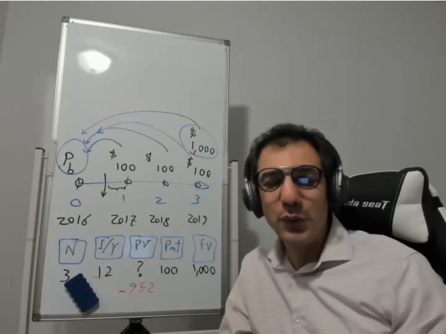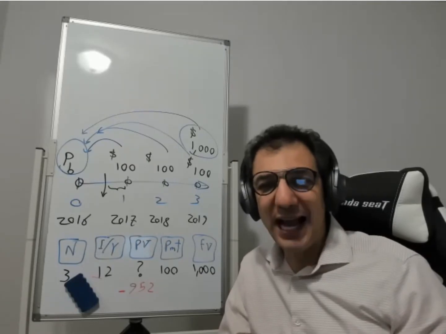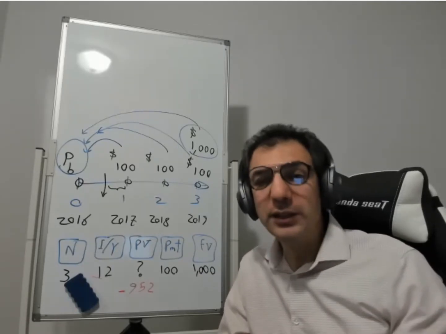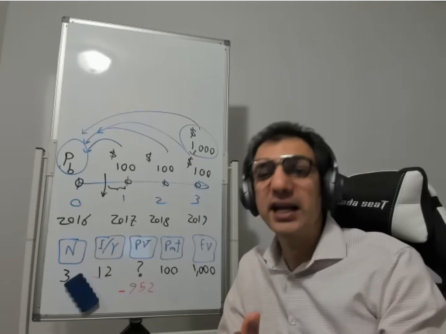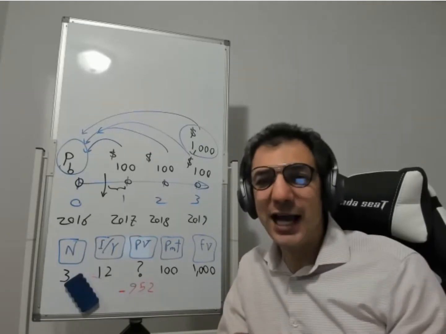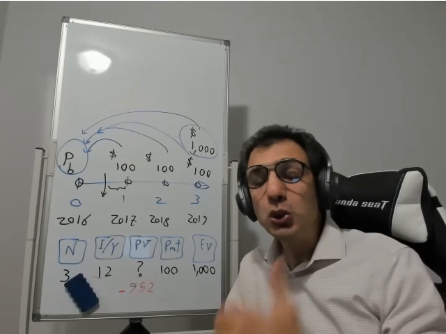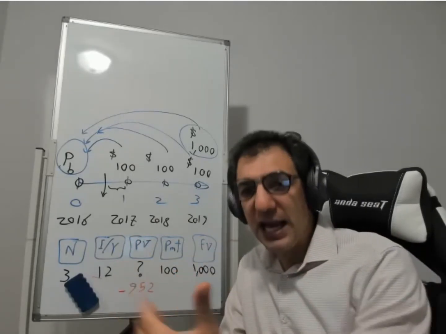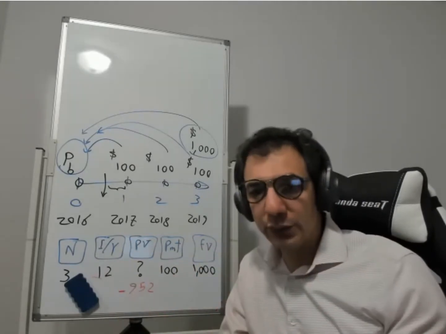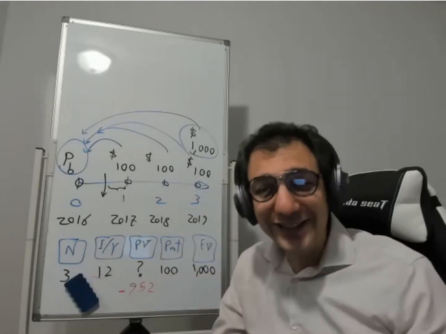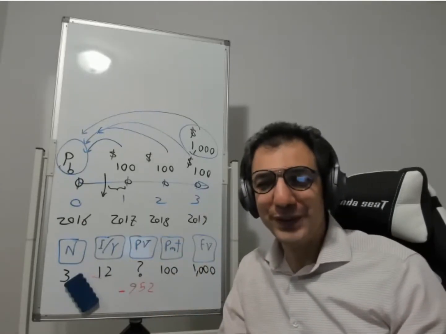In this case, we say the bonds are sold at discount. So when the bonds are sold at discount, it means the value of the bond is less than par value, which is less than $1,000. As you increase the interest rate, as you increase the discount rate, as you increase the YTM, the present value of the bond is going down.